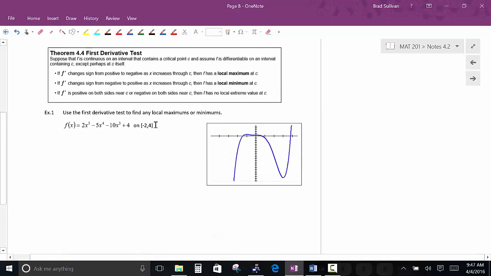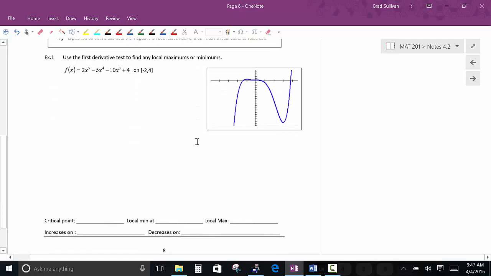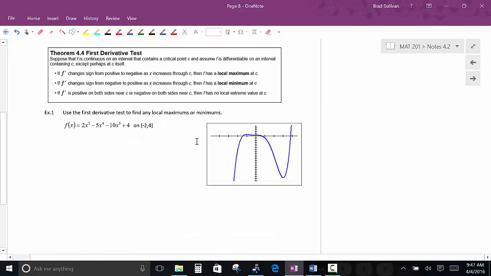Okay, so let's go down to example 1. I'm going to show you what we mean by the first derivative test. This is a polynomial, so it's not too hard to do. If you're doing the first derivative test, what that really means is you take the first derivative and find the critical points, and then you analyze the sign in a sign chart. Okay, that's what this is really saying. So I'm going to do this kind of at the side, and let's go ahead and do the first derivative.